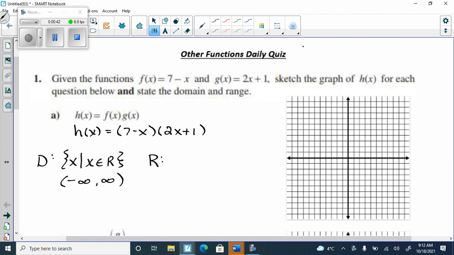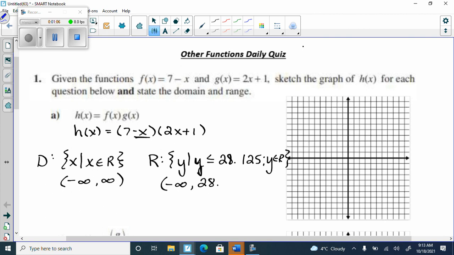Range, what was the lowest value? Y such that y is greater than or equal to? Oh, less than or equal to 28.125. Yeah, and it's less than because this is a negative, right? So it's going to get you negative 2x squared. So from negative infinity to 28.125 square bracket. And then you could just type in your calculator and graph it, correct?